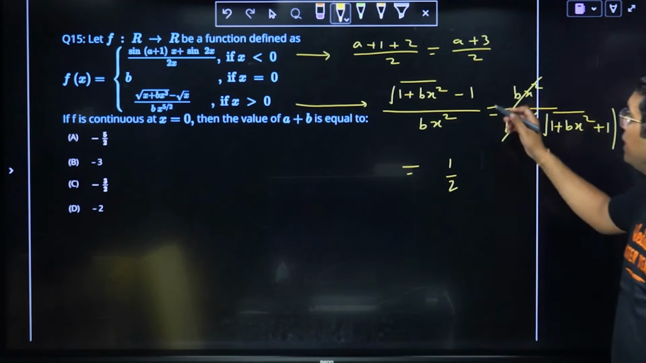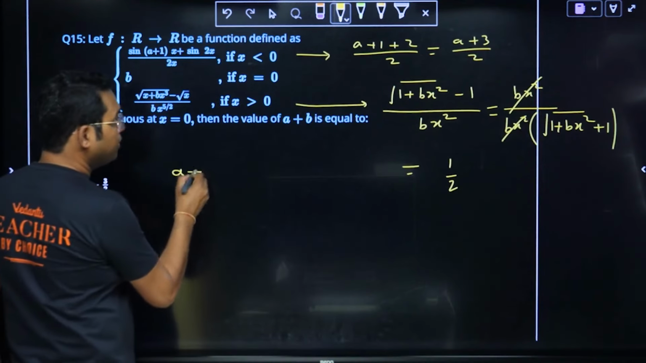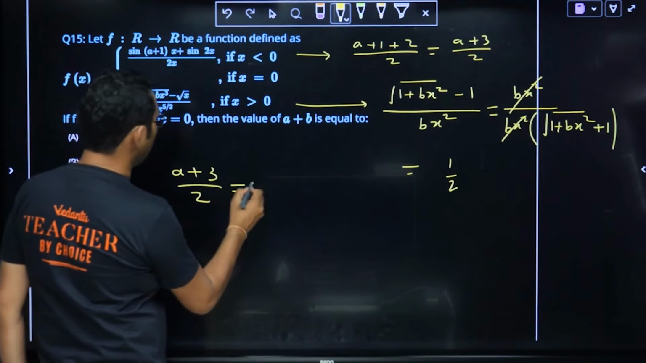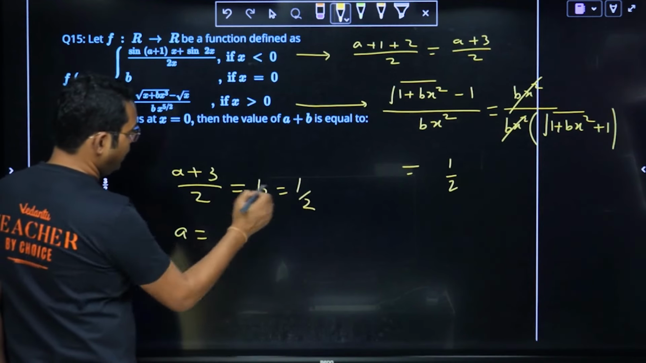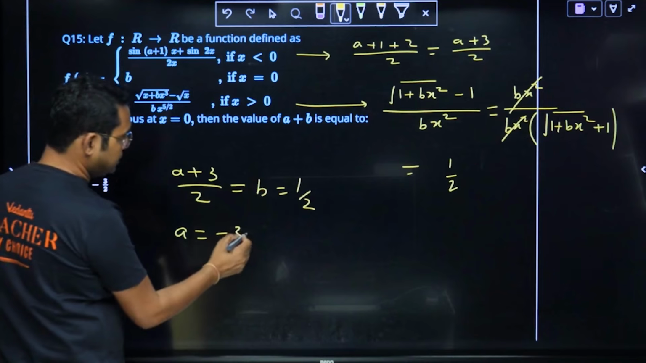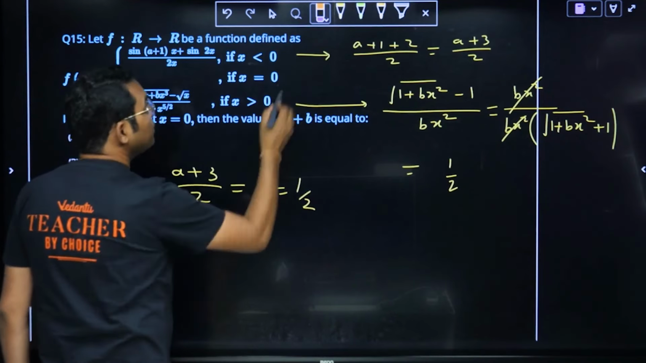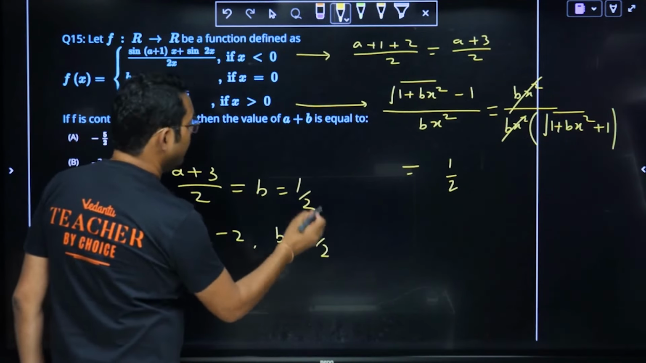Okay, so you can see if this function is to be continuous, we need a plus 3 by 2 to be equal to b, and this is to be equal to half. So a is equal to, I think, minus 3. Yeah, no, not minus 3, 1 minus 3. So minus 2 actually, minus 2, and b to be equal to half. And they are asking a plus b, so it will be minus 3 by 2. So C should be the answer of this question.